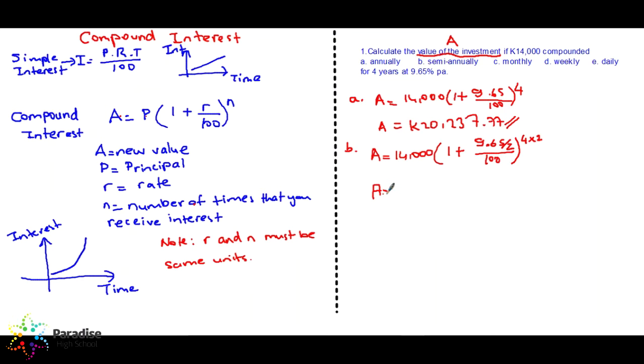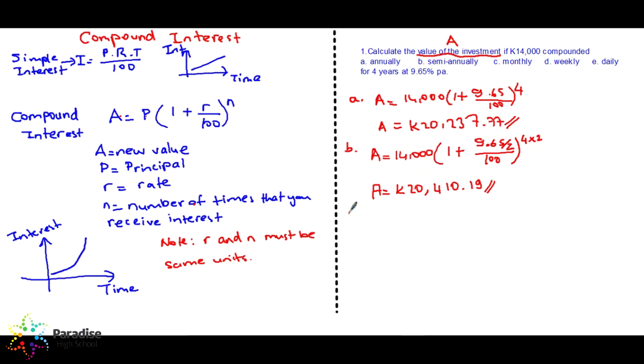So A will be equal to, we just type everything we see into our calculator, 14,000, open the bracket, 1 plus 9.65% divided by 2 divided by 100, close the bracket, to the power of 8. So it becomes 20,410.19 kina. So if you invest 14,000 in a bank for 4 years, compounded semi-annually, that's the amount that will be in your account after 4 years.